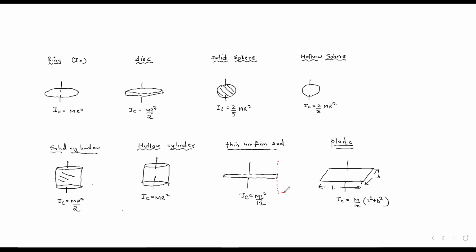For a rod, what is moment of inertia about the end? It is ml square by 3. Moment of inertia about the center is ml square by 12, about the end is ml square by 3. For a solid cylinder about this axis, it will be ml square by 12 plus r square by 4. And for a hollow cylinder about the same axis, it will be ml square by 12 plus r square by 2.